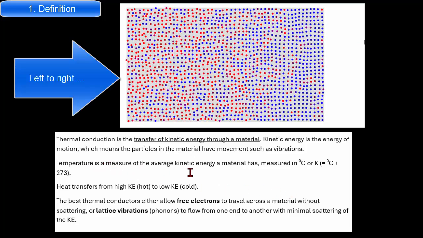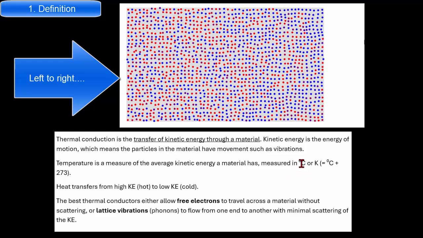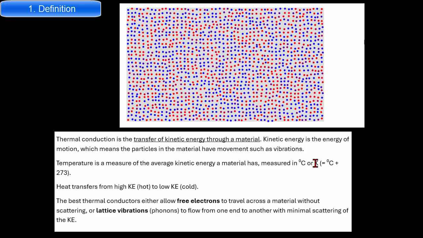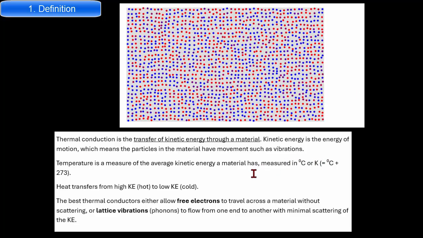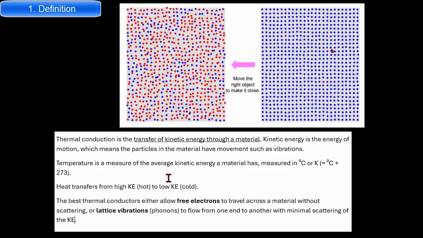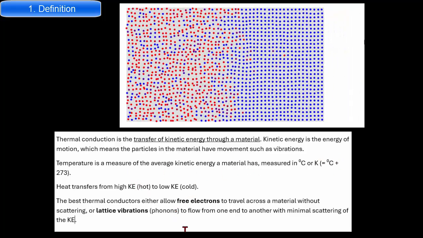Just as a side note, for temperature we can use Kelvin or degrees Celsius. Because we're looking at temperature change, the temperature change will be the same value whether it's degrees Celsius or Kelvin. Just for your side note, you add 273 to Celsius to get Kelvin.